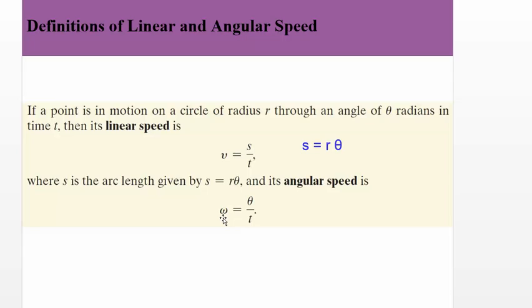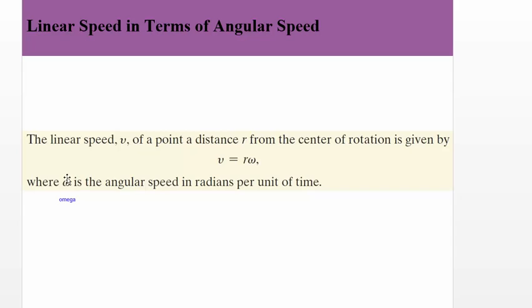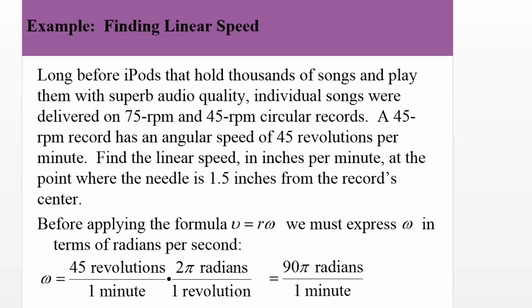Now, of course, these are Greek letters. W is called omega in Greek, all right? So the linear speed v of a point at a distance r from the center of rotation is given by linear speed equals r times omega, where omega is the angular speed in radians per unit of time. I know that may not have bounced off of people well, so we'll look at an example and I think it'll make more sense.